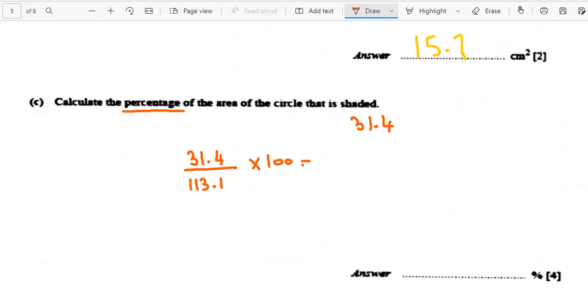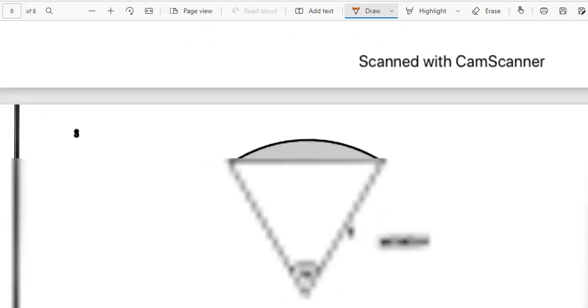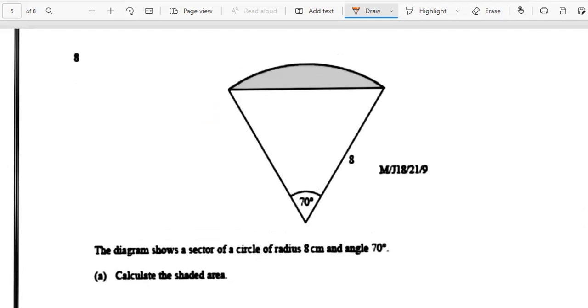Very, very good. Excellent. Okay. So that would give me 31.4 multiplied by 100 and then divide by this. And that is 27.7%. Very good. 27.7%. Excellent. Okay. Very good, both of you. Let's talk about the next part.